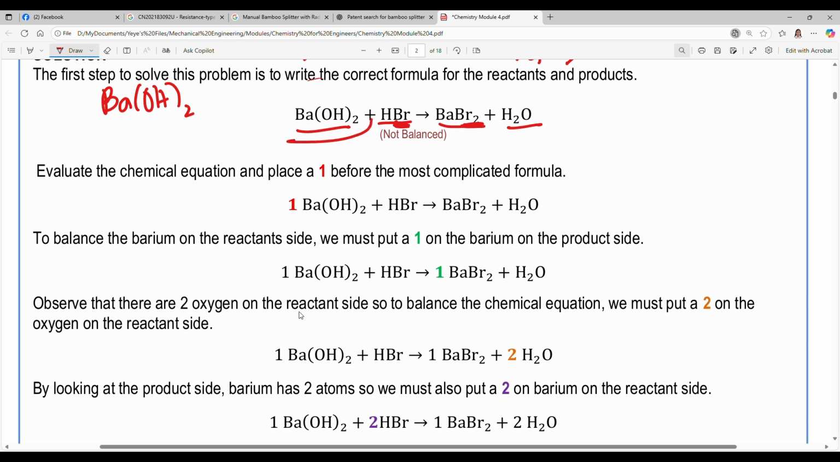In this case, our most complex formula is the barium hydroxide. So we will write 1. Then the barium here is 1. How many should we place here to balance the barium? 1 also. Okay? So that is it. Then observe that there are 2 oxygen on the reactant side, no? Why 2? The subscript here will be distributed inside the parentheses, no? So 2 oxygen. If you look at the product side, we only have 1 oxygen, no? So what we will do is write 2 here. So that is it.